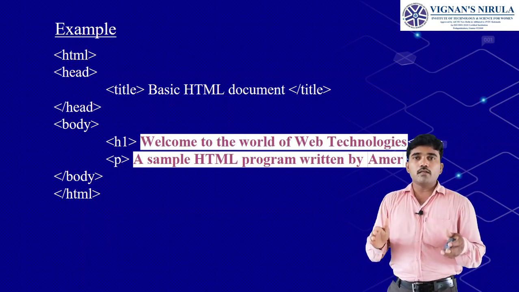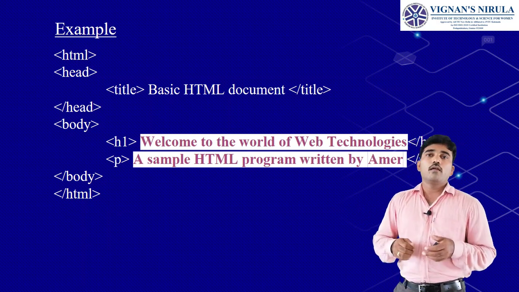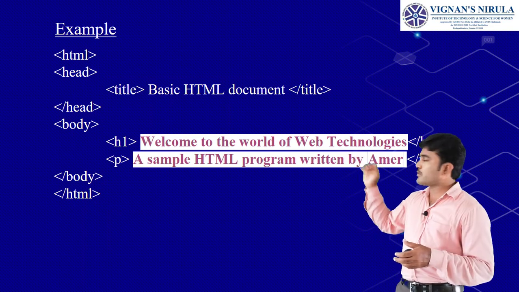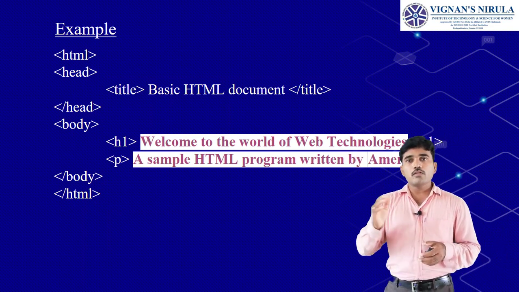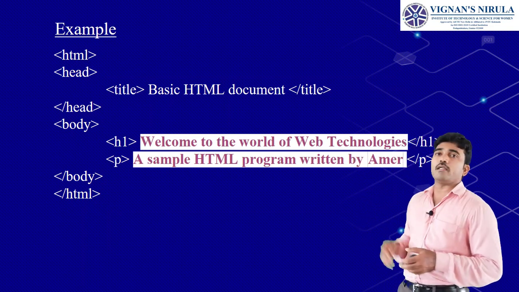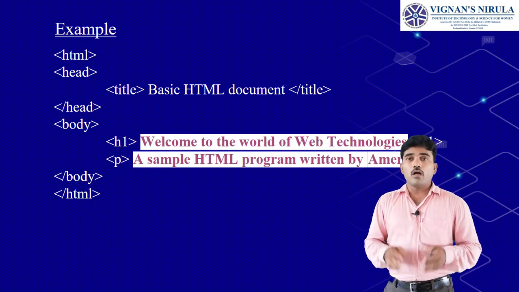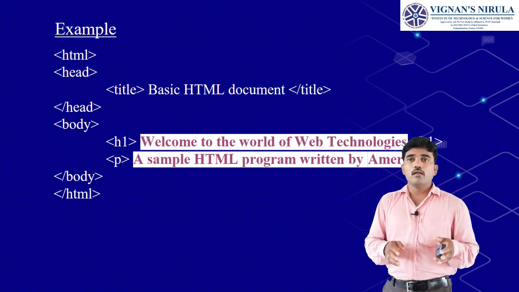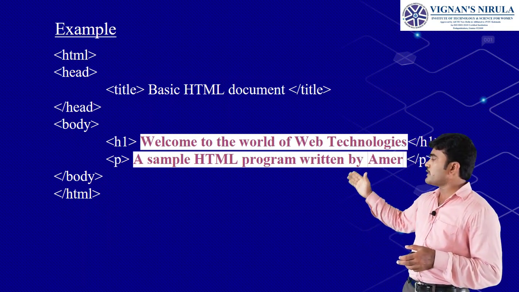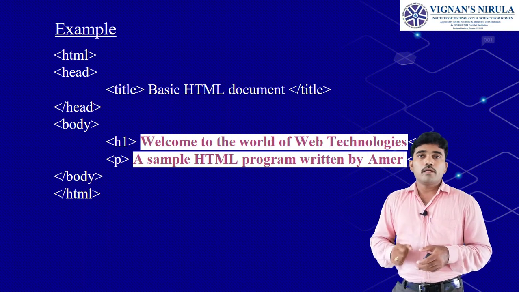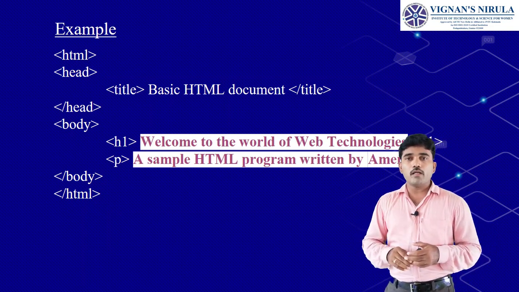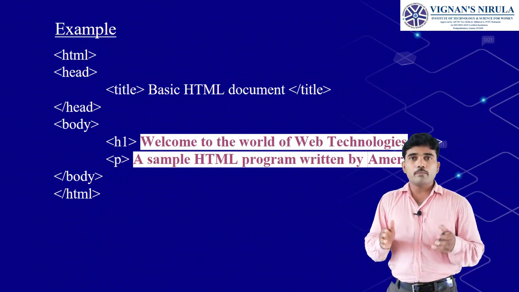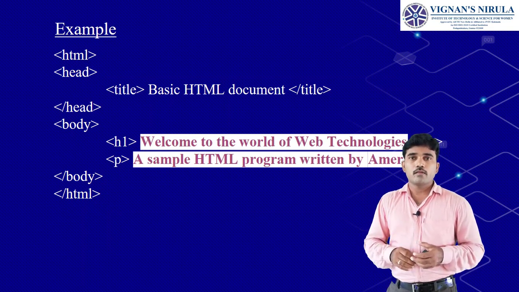So after writing that title, the title is closed, and the head section is also closed. It means that head is closed. After closing the head, as usual I have started the body. Within the body, how many tags have I used? As we discussed previously, the first one is H1 and the next one is P. Students, you already know what H1 stands for? Yes, it is a heading. And what does P stand for? Yes, it is a paragraph.